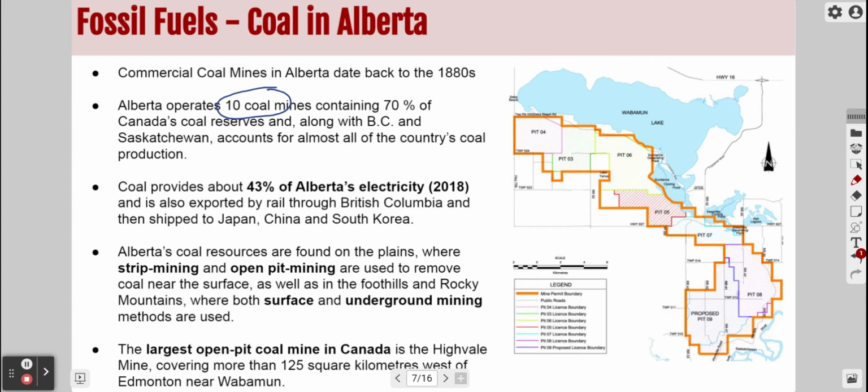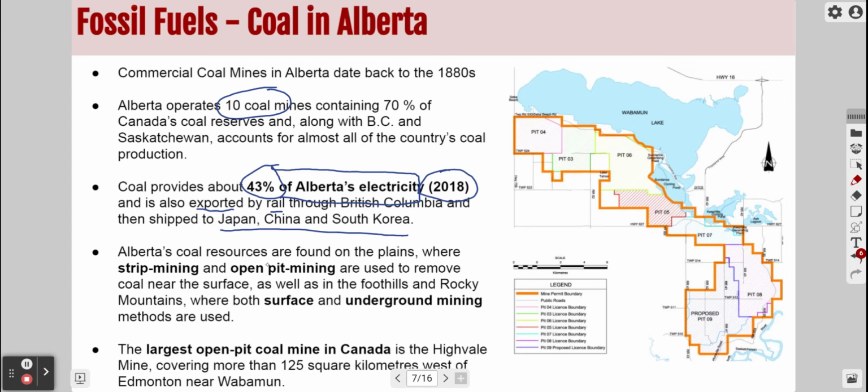Coal provides Alberta, well, in 2018, it provided 43% of Alberta's electricity. But as I said, things are changing very quickly. Coal is also exported by rail, so by train from here to British Columbia, and then it's shipped to Asian countries. It's heavily used in Asia for their electricity production.